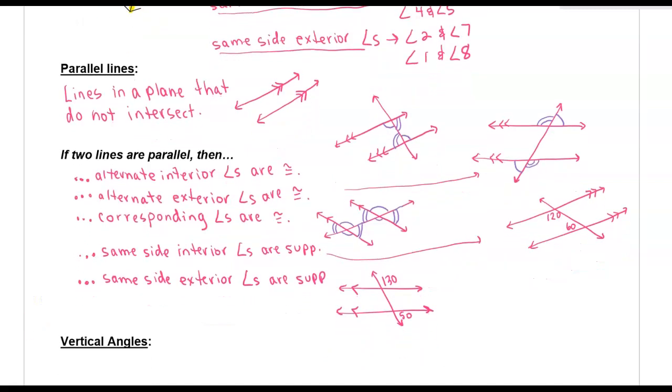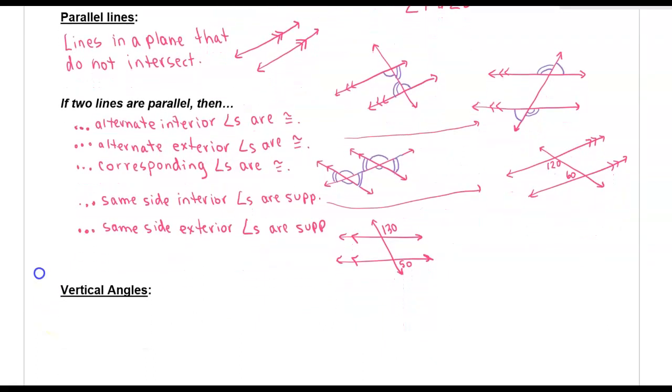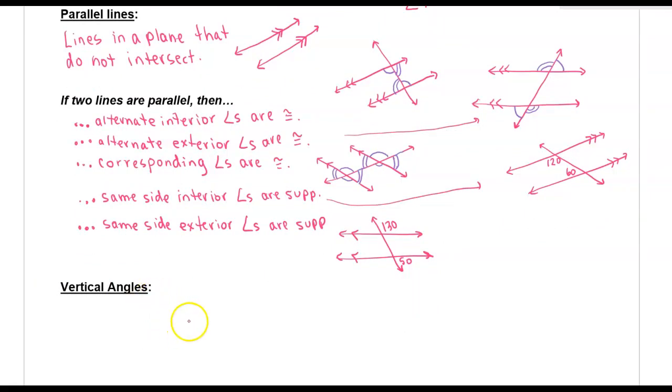So there are some diagrams to go along with those rules. Those are called theorems. Our diagrams also create pairs of angles called vertical angles. Vertical angles are created whenever two lines intersect. So you do not even need parallel lines here. You just need two lines to intersect.